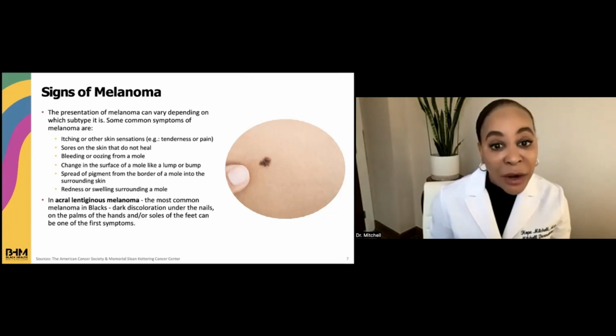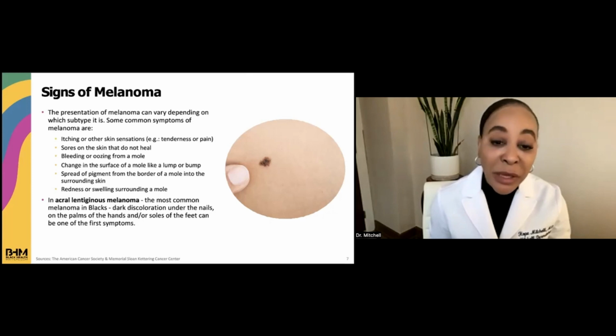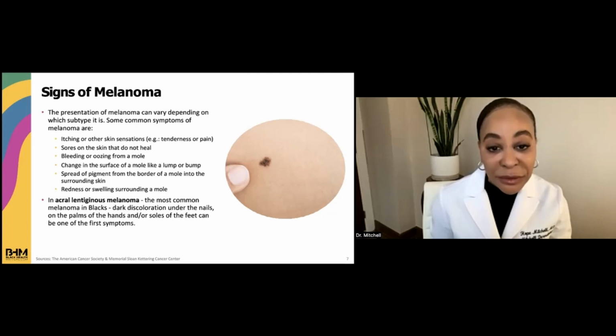The B in the acronym stands for border. An irregular border means that the outer edges of the mole are not uniform. They can be indented, they can be notched, but they're not smooth and rounded.